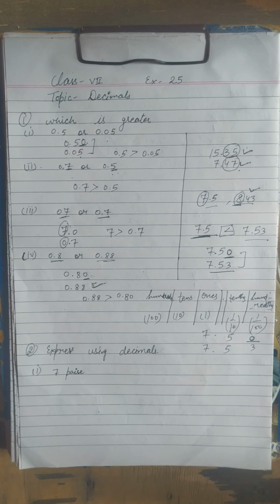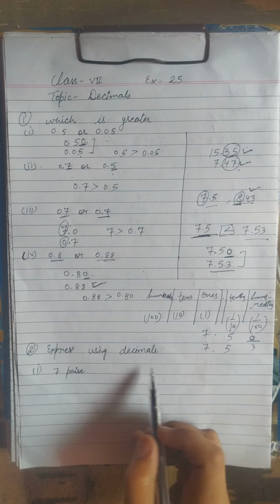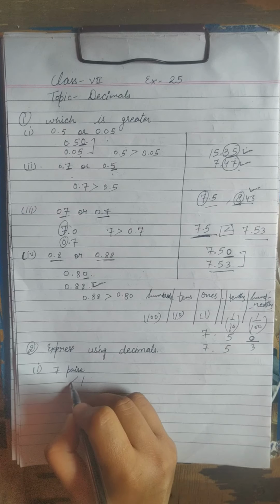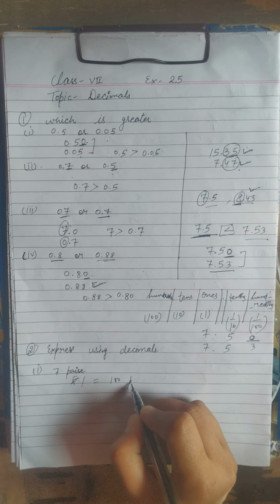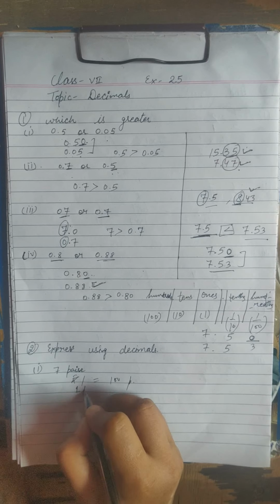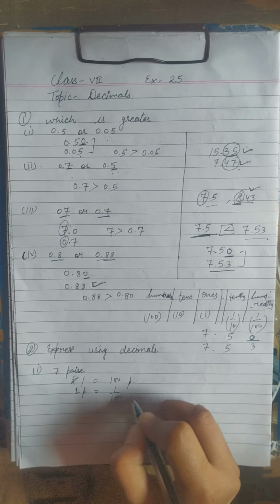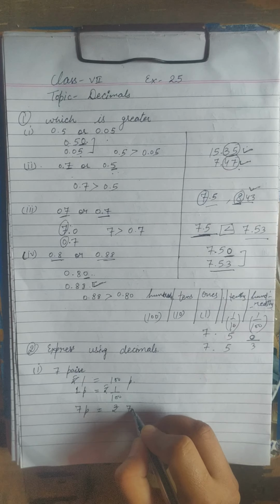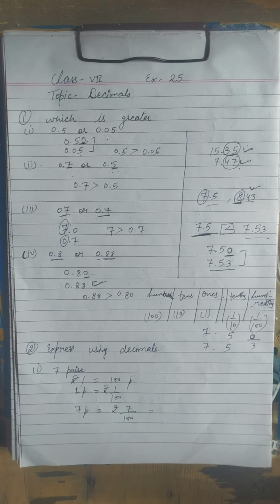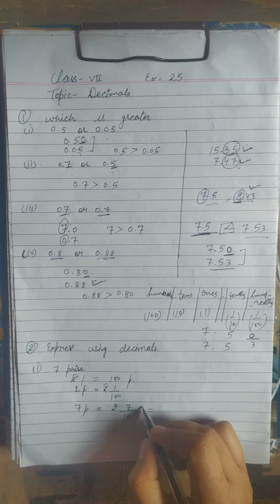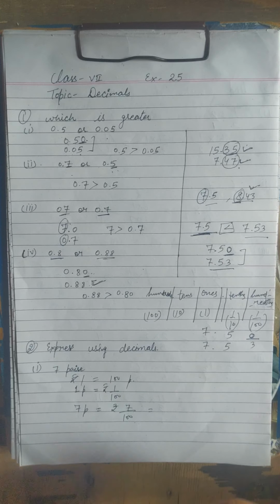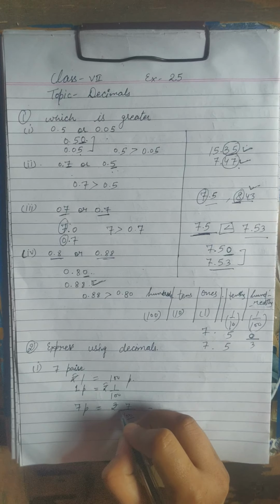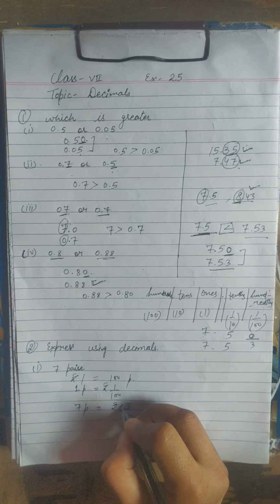Fine. So in the next part we have to express using decimals. 7 paise is there. See now, in 1 rupee how many paise are there? 100 paise. So that means in 1 paise how many rupees will be there? 1 by 100. So now in 7 paise how many rupees will be there? 7 by 100. See now how to write this in decimal form. This you have already studied in class 5. See now, two zeros are there. So that means 2 digits must be there in the decimal place. So here we can write zeros.